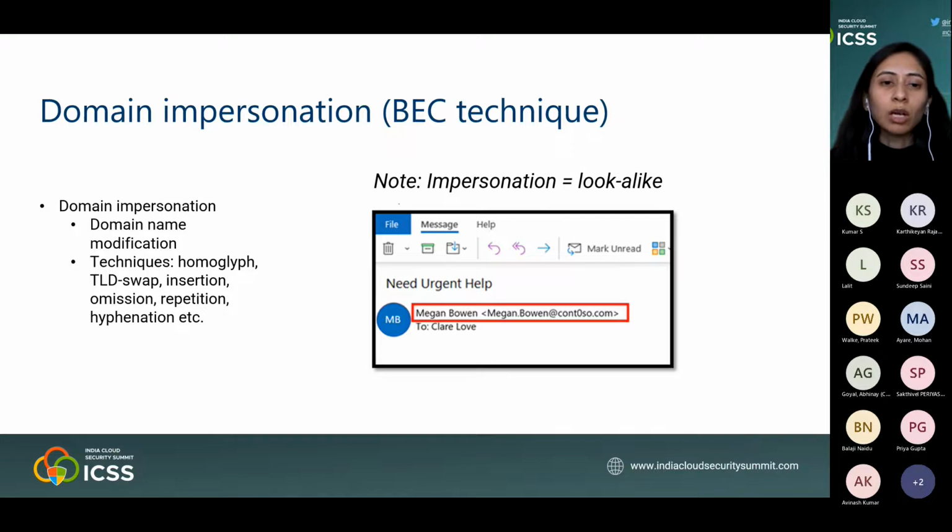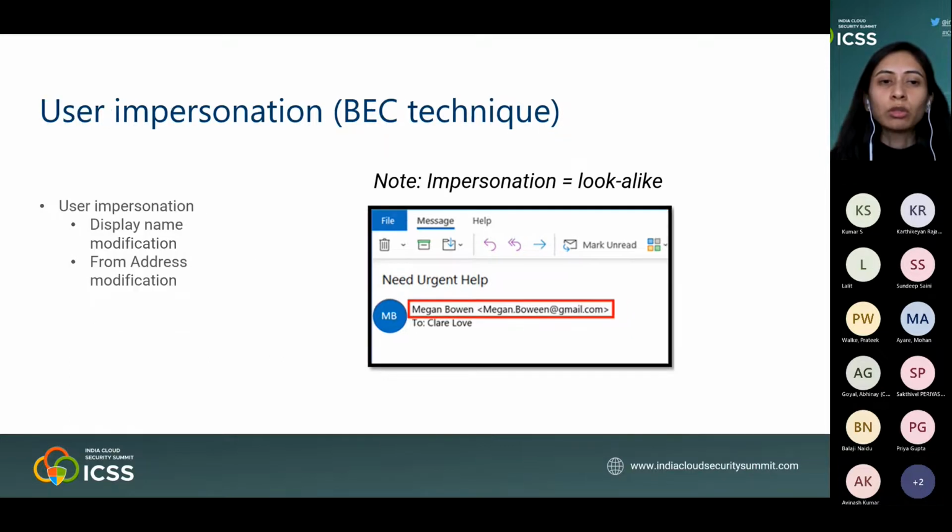And so that's how domain impersonation mainly looks. The user impersonation technique is more to do with display name and address modification. Email clients use email properties like display name and from address to show the sender of the email, and attackers force these properties to make it visually look like a real sender.